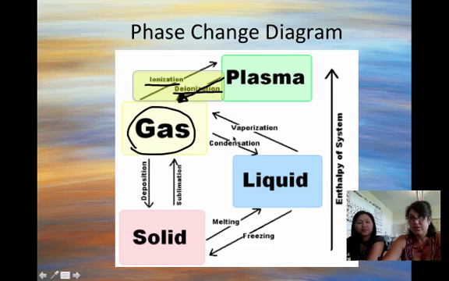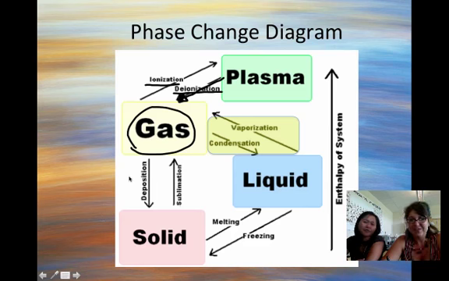Now let's do something they're probably more familiar with, going from gas to liquid. Gas to liquid is condensation, like how water vapor turns into a cloud. And liquid to gas is vaporization. Evaporation is one type of vaporization, and boiling is a different type, but they're both vaporization processes.